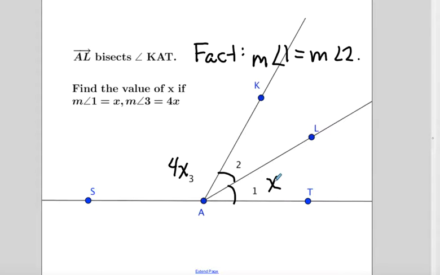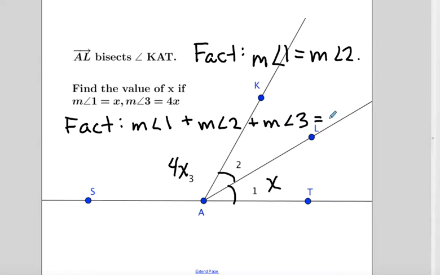But we can extract one more fact from the diagram. Remember that when we have a straight line and there are angles formed along that straight line, all of those angles must add up to 180 degrees. So the second fact we know from the diagram is the measure of angle 1 plus the measure of angle 2 plus the measure of angle 3 equals 180.